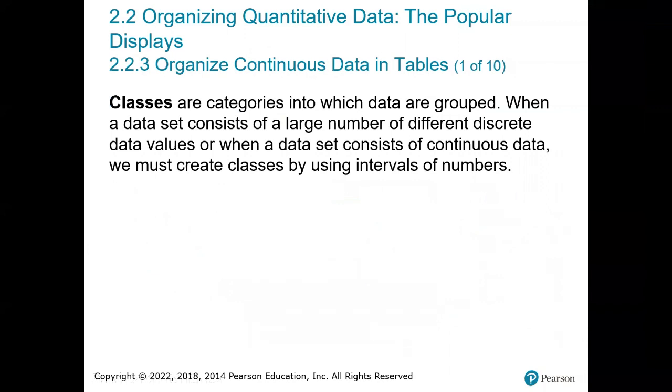If we have a bigger spread of data, we're going to create what are called classes, and classes are categories into which data are grouped. When a data set consists of a large number of different discrete values, or when it is continuous, we must create classes by using intervals of numbers. So we're going to go through a few different examples here. We'll go through how we can do this by hand, and then of course how we do this in StatCrunch.